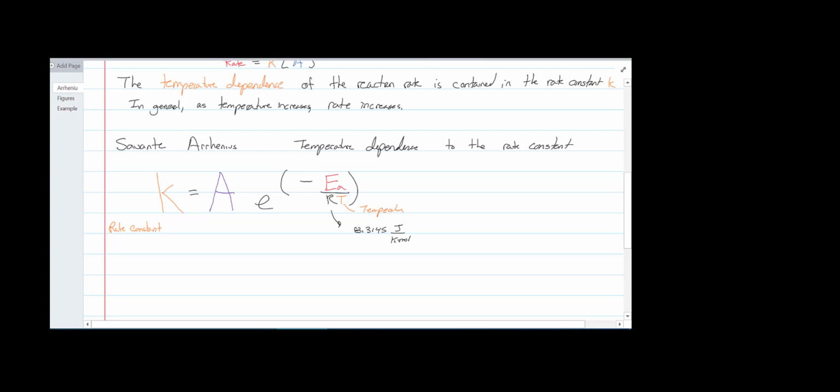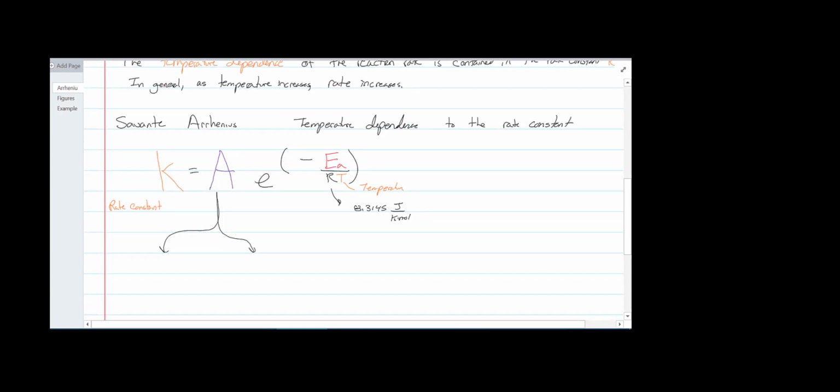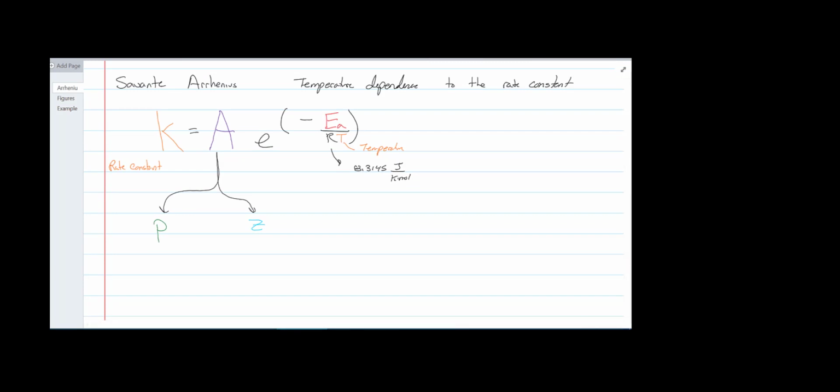A. This A, what is A? A is broken down into two. It's the pre-exponential term. So it's not the same as this A on the top of the screen from the rate constant. It's not the reactant concentration. That one's blue, this one's purple. It's purple for a reason. It's different than this blue one. This A is just the pre-exponential term. It's broken down into P and Z. So P would be the orientation factor.